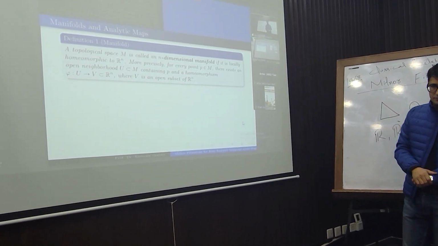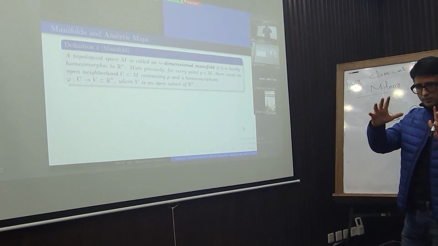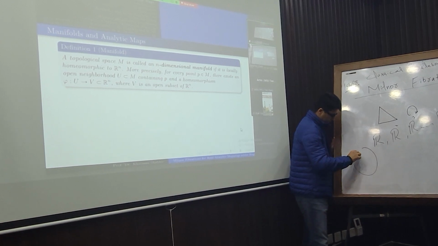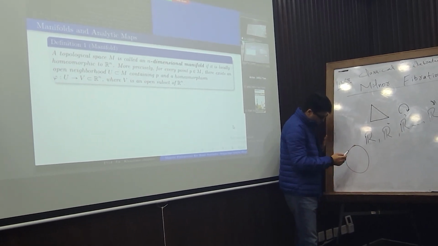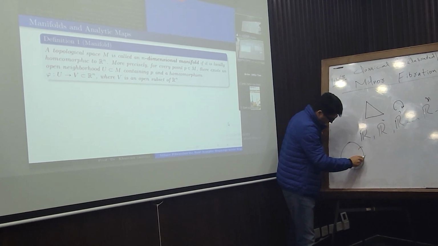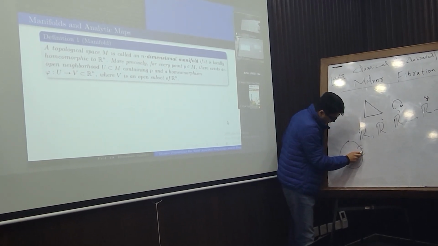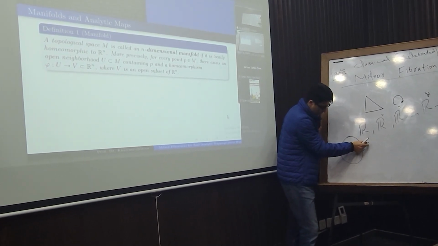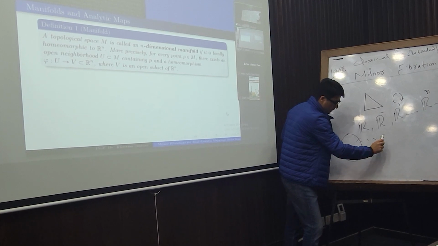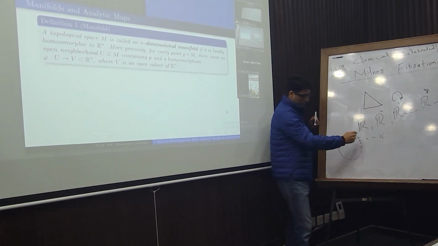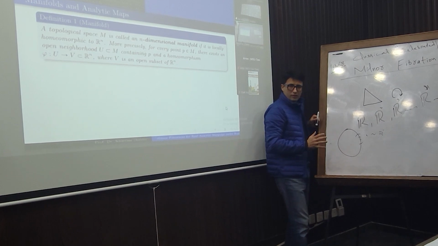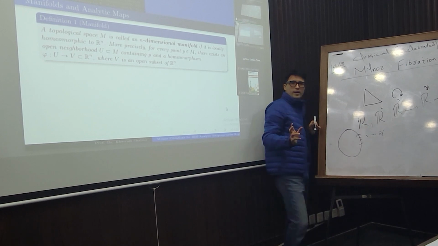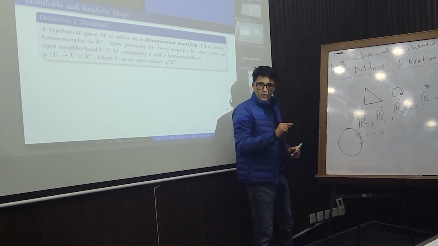So what is a manifold? For instance, if I give you some topological space, for instance a circle, and we look at this circle locally, it is nothing but a piece of a line. Yes, so this open piece is homeomorphic to the real line. That means that this object is a manifold of dimension 1, because locally it is homeomorphic to R1. That is why this is a manifold of dimension 1.